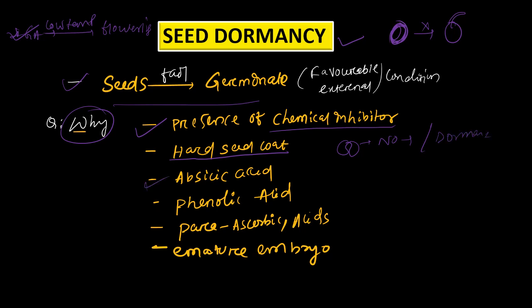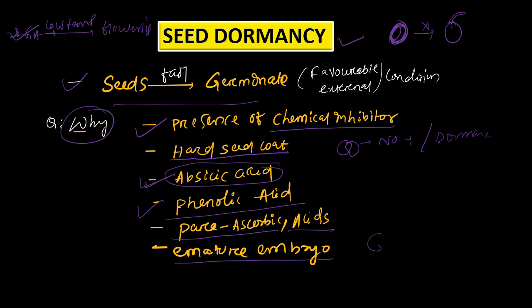Next is abscisic acid. This is most important. Abscisic acid helps in seed dormancy, that blocks germination. Phenolic acid, para-ascorbic acid, immature embryo. So what is an immature embryo?